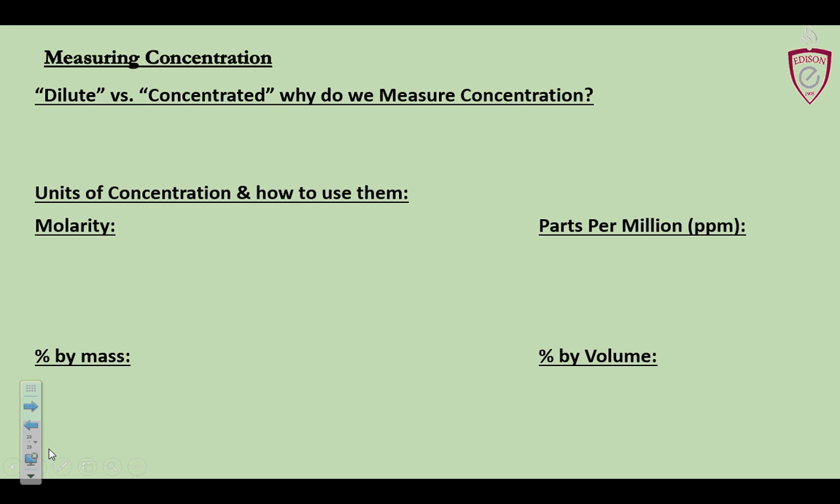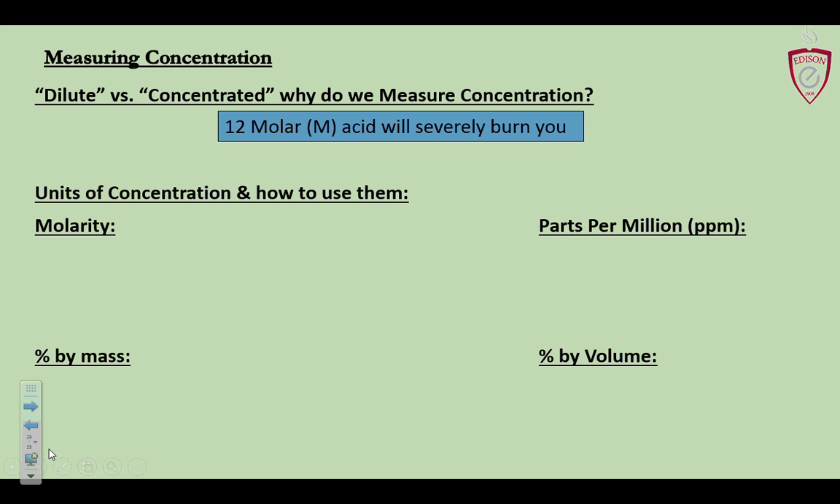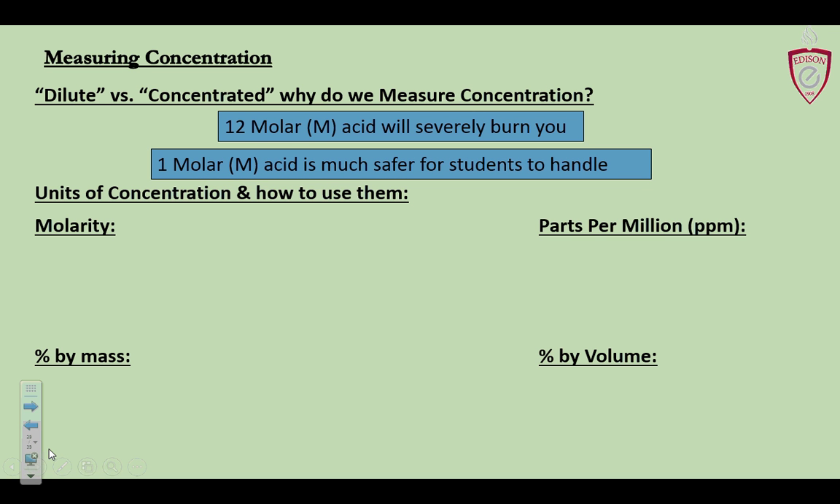So dilute versus concentrated. Why do we measure concentrations? Well, we could come across, say, 12 molar acid, which is going to severely burn you. But you wouldn't know that unless you understood dilute versus concentrated. That 12 molar, bigger number, greater concentration. Why don't you take a second to show us why 12 molar is bigger than 1 molar.